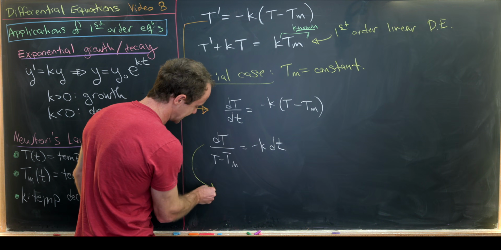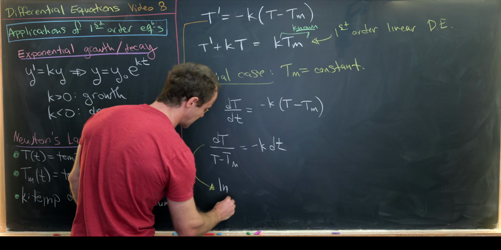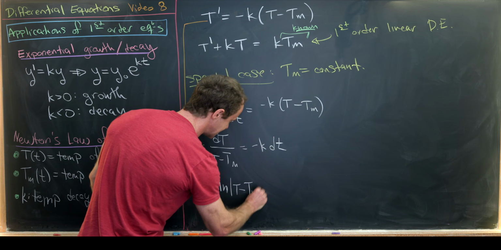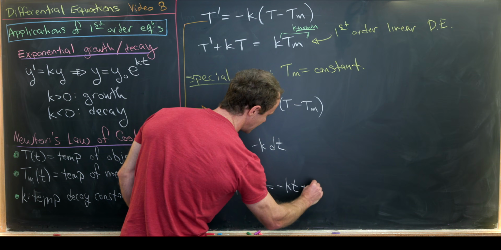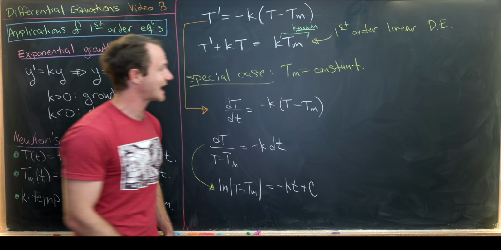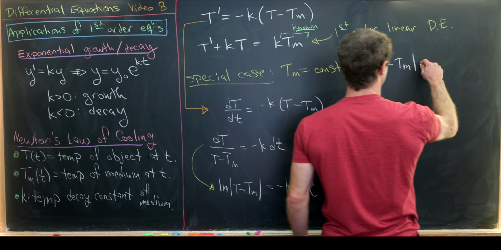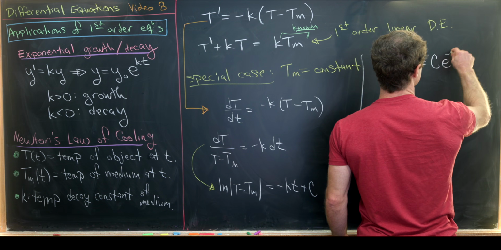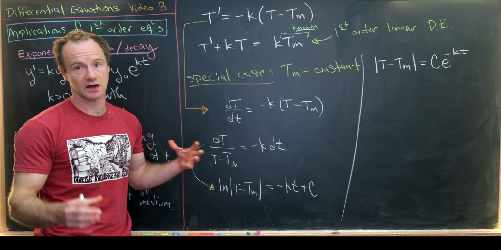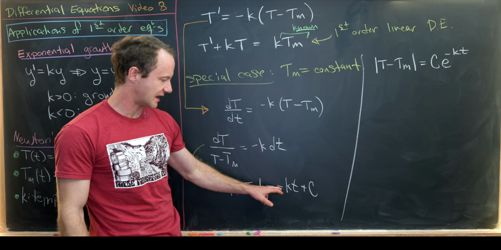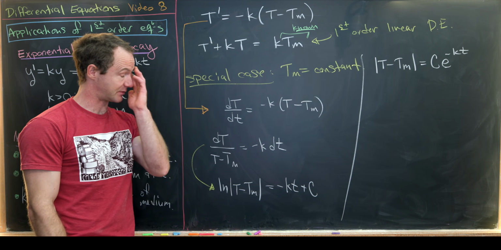Now we can take the antiderivative of both sides with respect to the appropriate variable. Over here, we'll get the natural log of the absolute value of T minus Tm. And over here, we'll get minus k times t plus some constant. Next, we can exponentiate both sides. That gives us the absolute value of T minus Tm equals some new constant C times e to the minus kt, where I used exponent rules along with our standard trick of absorbing constants. To reiterate, I have e to the minus kt times e to the c, but I rewrote e to the c as that capital C.